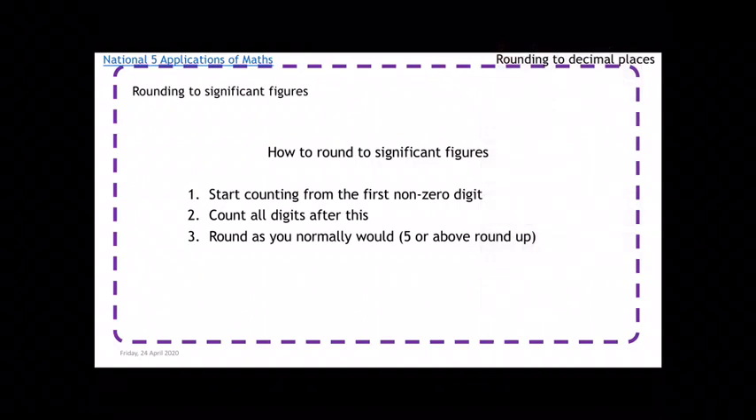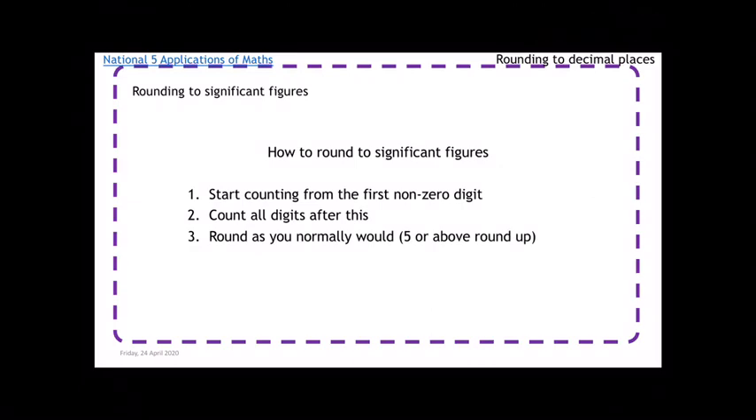Okay, so now we're going to have a look at rounding to significant figures. I always think it's much easier once you start doing the examples to understand how to do this, but I'm going to go through the definition of how you do it anyway. So what you do is you first start counting from the first non-zero digit.